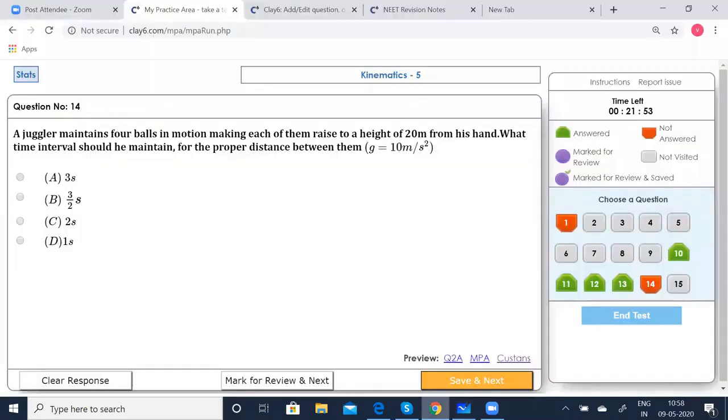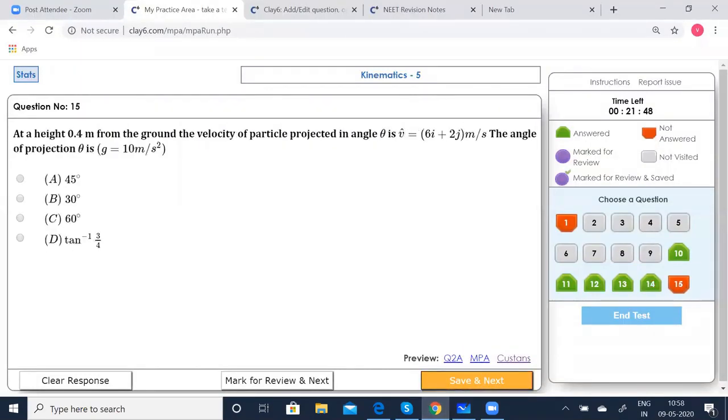Okay, let's see which option. Option D is correct. 1 second. Okay, save that. Going to the last one.